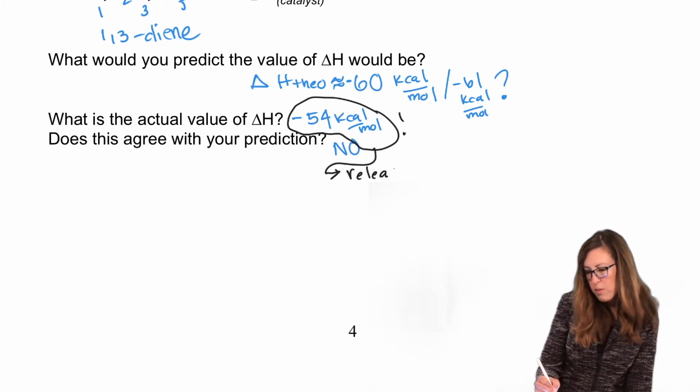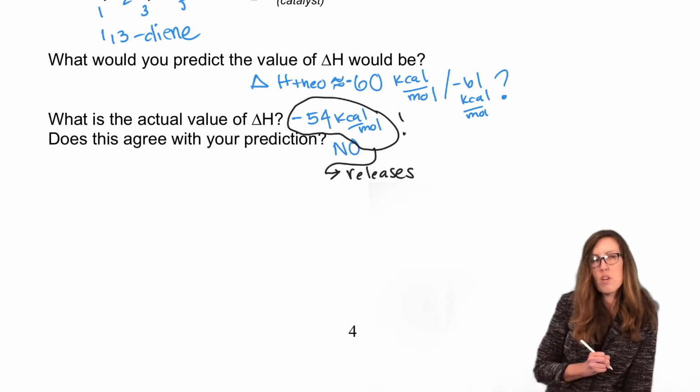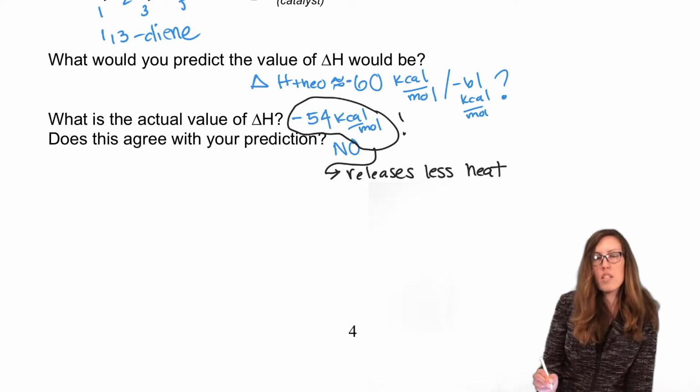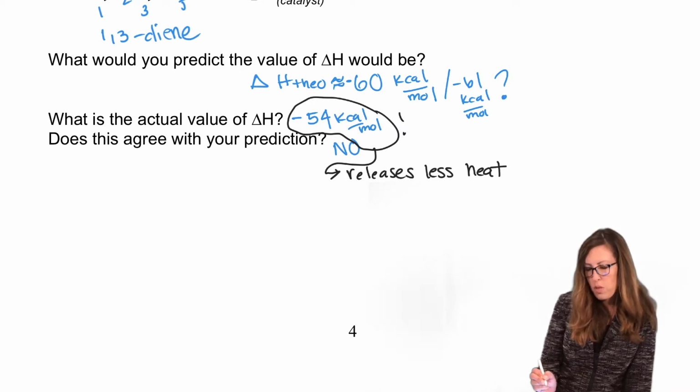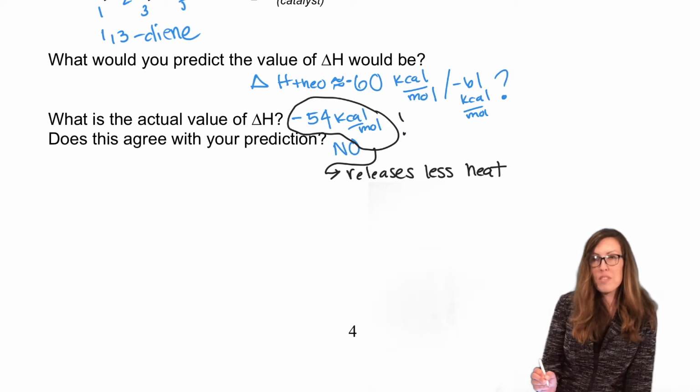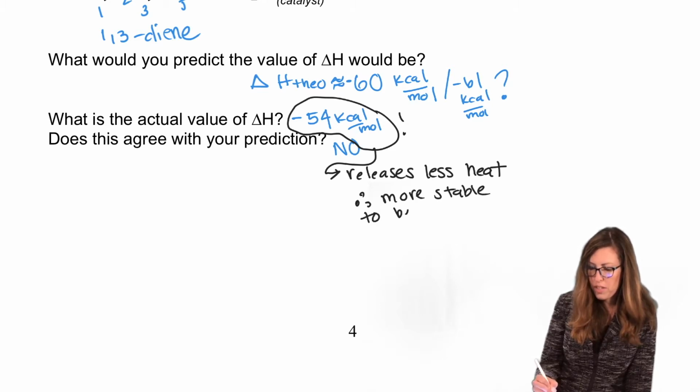So how would we describe the heat it's releasing? Negative 54 versus negative 60 kcals per mole. We could say it's releasing less heat. Negative 54 is releasing less heat than negative 60. Okay, what does that mean? That means that to begin with, which one's more stable? The one that releases more heat or the one that releases less heat? Definitely the one that releases less heat. So therefore, more stable to begin with.